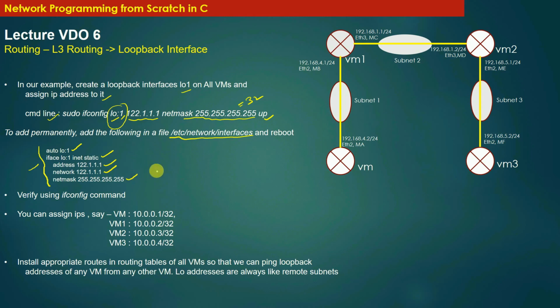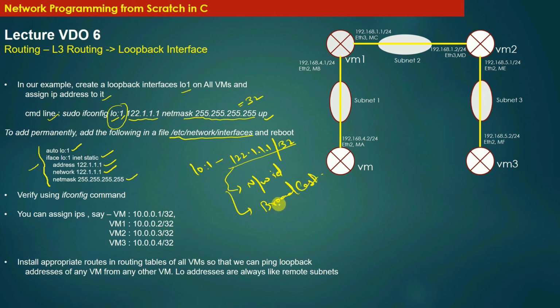Now, I have one question. Suppose you have created a loopback interface lo:1 and you assign the IP address 122.1.1.1/32 to this loopback interface. Now, let us revise how to calculate the network ID. What will be the network ID of this IP address? What will be the broadcast address?